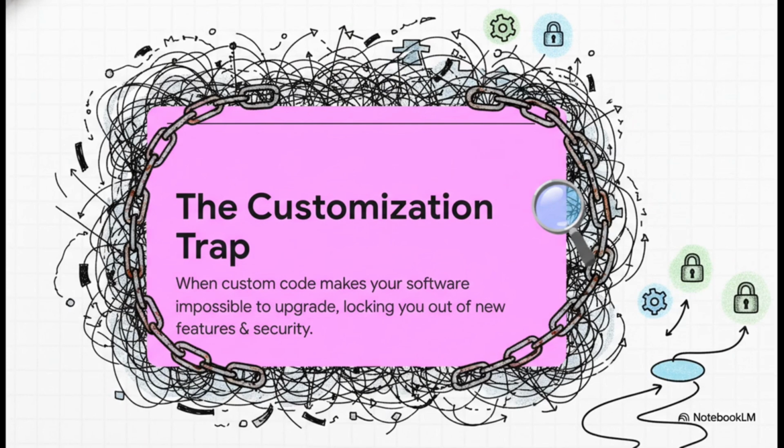Well, that fear actually has a name. It's called the customization trap. It's that critical point where the code that was supposed to help your business is now holding it hostage. It makes your whole system rigid and fragile. It makes it pretty much impossible to upgrade. And what that really means is you're locked out from all the latest innovations and, this is the really scary part, from essential security patches.